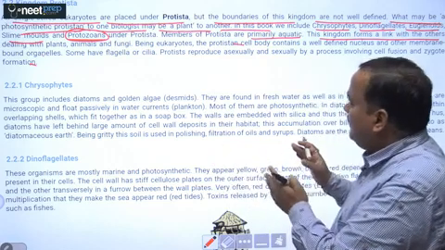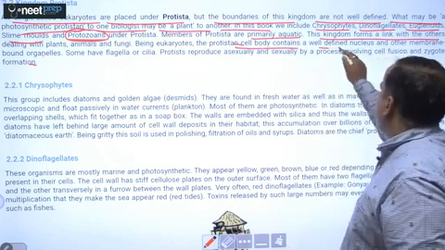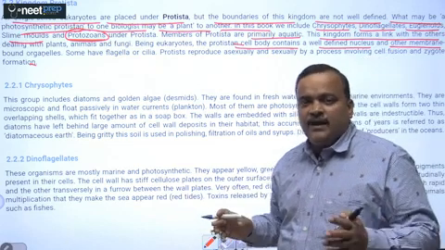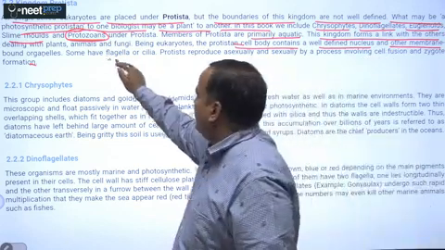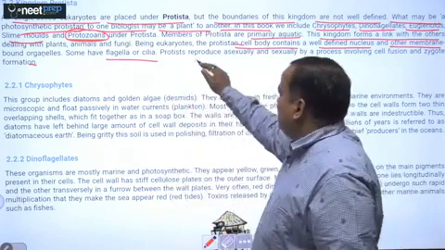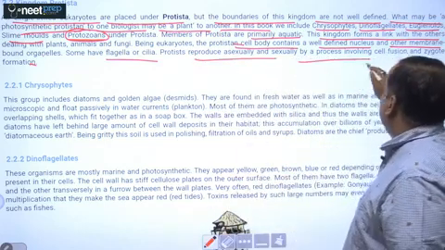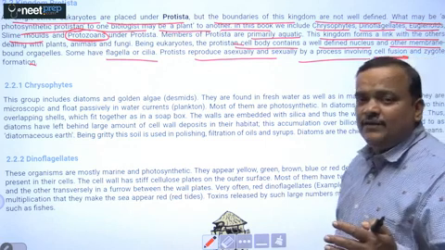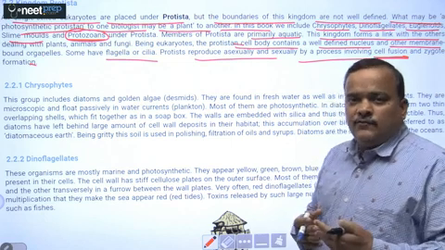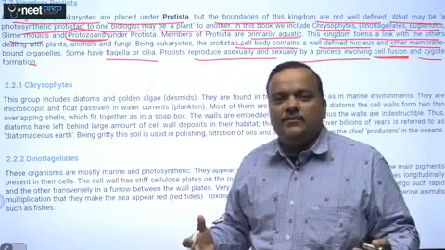Being eukaryotes, they contain a well-defined nucleus and other membrane-bound organelles. Some have flagella or cilia, so for motility or locomotion, they have flagella or cilia. They reproduce asexually, preferably under favorable conditions, and sexually by a process involving cell fusion. That means here, because they are unicellular, the cell will itself act as a gamete and they will fuse. So cell fusion and zygote formation. When there is fusion of gametes, that will result in formation of a zygote.